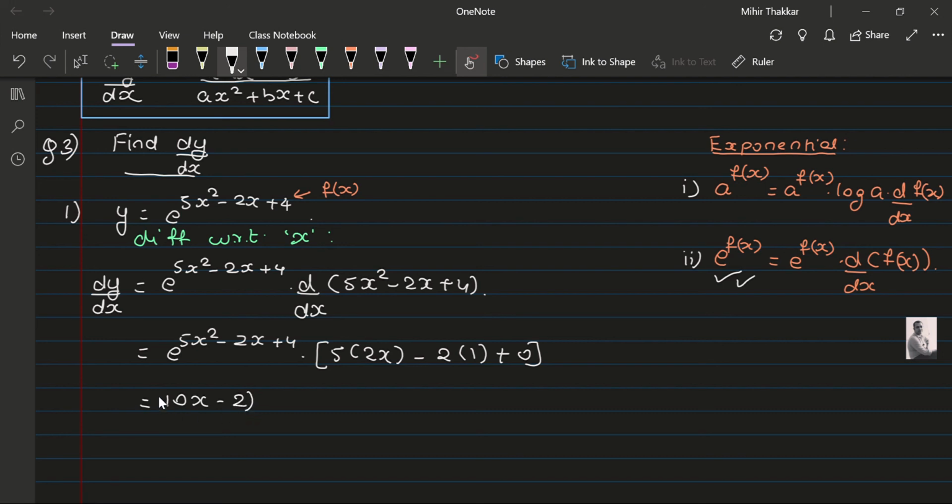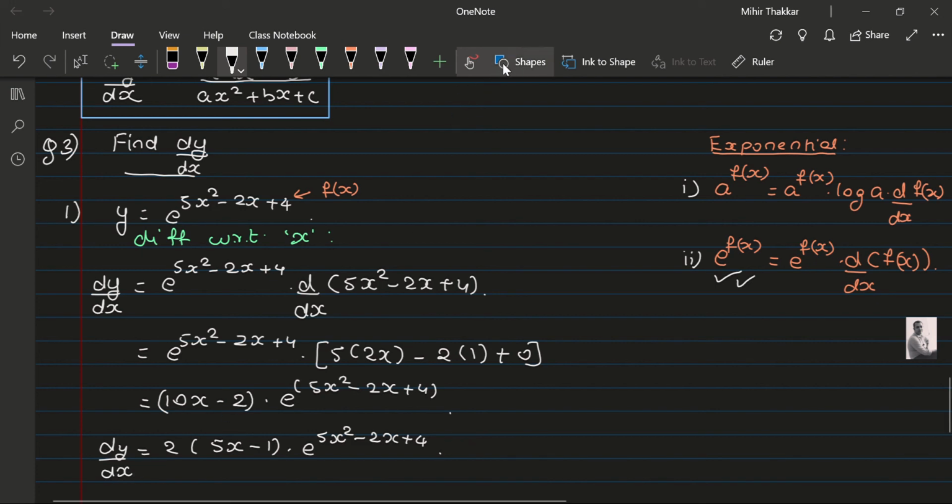So our final answer comes out to be 10x minus 2 and e to the power 5x square minus 2x plus 4. So what we can do is, I can take out 2 common from both terms. So it will give me 2 into 5x minus 1 into e raised to 5x square minus 2x plus 4, and that becomes your value for dy by dx.